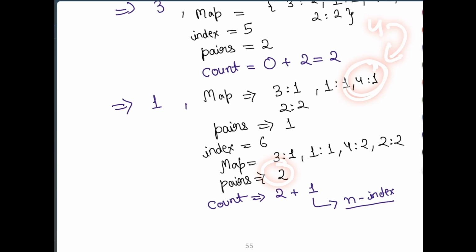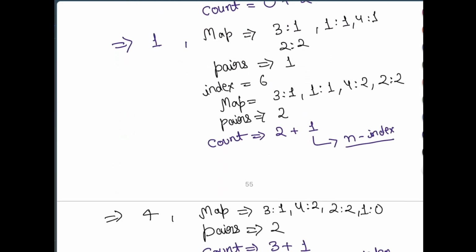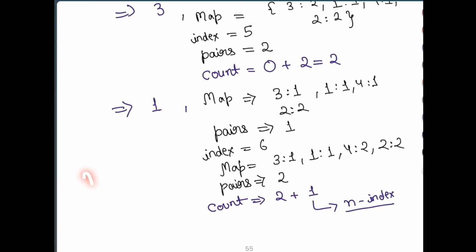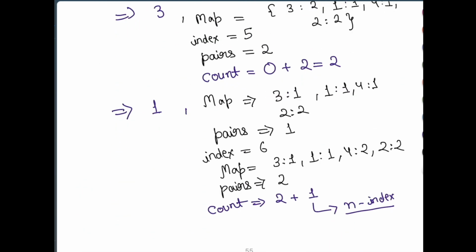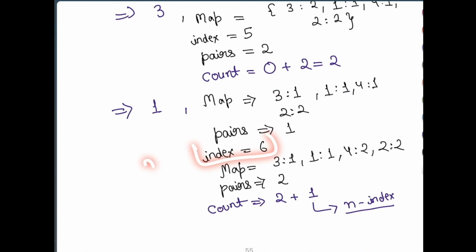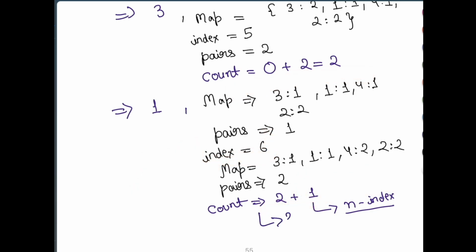And the moment you get 2 pairs, you will say, okay, I got another subarray. How many subarrays will I create? It depends upon how many elements are there after 4, right? After 4, there are no elements. So at max, I can create just 1 subarray, and the formula is n minus index. Now my current index where my R is, it's at 6, right? This is my index number 6. So I can say index 6 and n is equal to 7. So 7 minus 6 is equal to 1. So I will have 1 more subarray. I already had 2 here, right? So 2 plus 1 is going to be equal to 3, right? So this is 3 now.